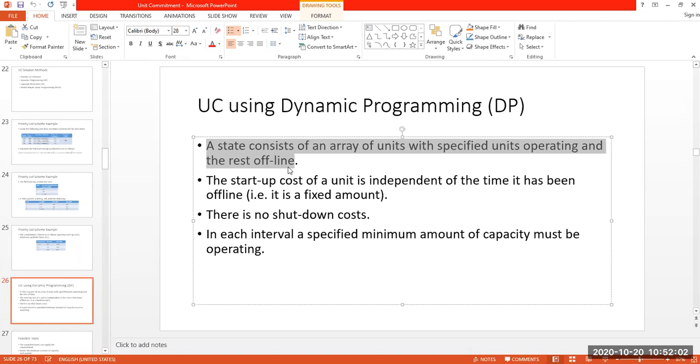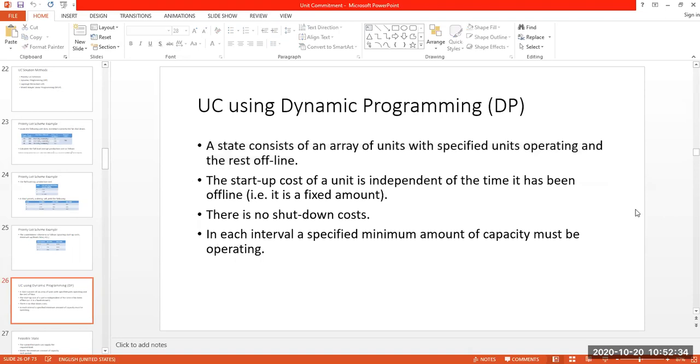One combination for giving us a state could be all units offline. Let's say I have 3 units, so a possible state would be 0, 0, 0. That would mean none of the units are online, but that is not considered here. You are not allowing all units off; you are not allowing this state to be present in your calculation. So you expect at least one of the units to be present to supply the demand.